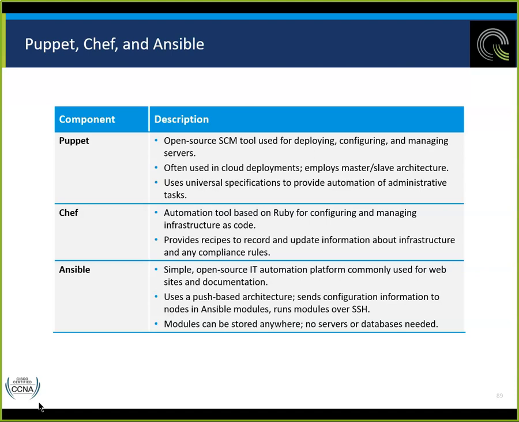Puppet: open source software configuration management tool to deploy, configure, and manage servers used in cloud deployments, master-slave architecture, universal specifications to provide automation and administrative tasks. Chef: automation tool built on Ruby, configuring and managing the infrastructure as code, provides recipes, as you might expect from a chef, to record and update information about the infrastructure.